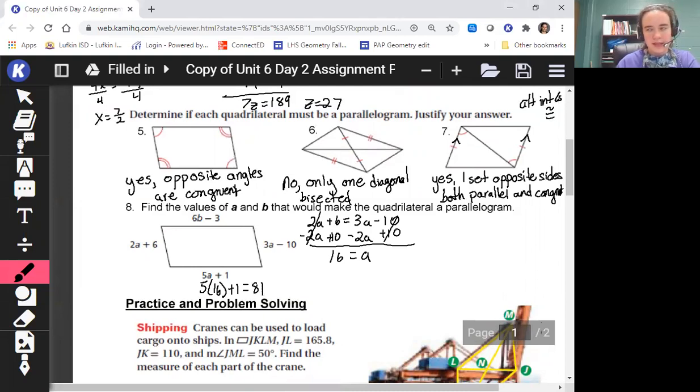Now we have opposite sides that we can deal with. So 6B minus 3 equals 81. We're going to add 3 to both sides. And 6B equals 84. We're going to divide by 6 on both sides. So we have 14.